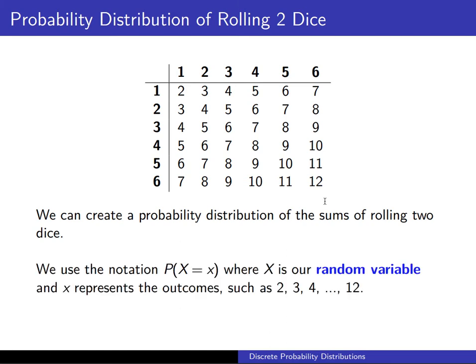So we're going to use the notation P of capital X equals lowercase x, where the capital X is our random variable, and lowercase x represents the outcomes, such as 2, 3, 4, 5, all the way to 12 in this scenario. So this capital X, our random variable, would be the sum we get from rolling the 2 dice, and then the sum equaling either 2 or 3 or 4 or the other integers up to and including 12. So don't get too caught up on this notation for right now.